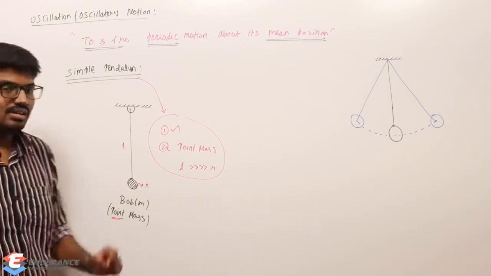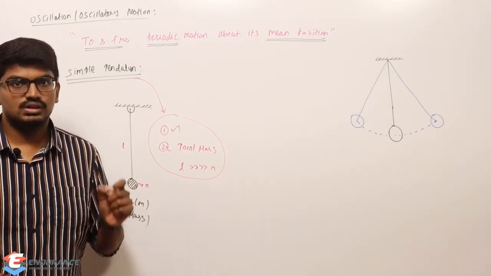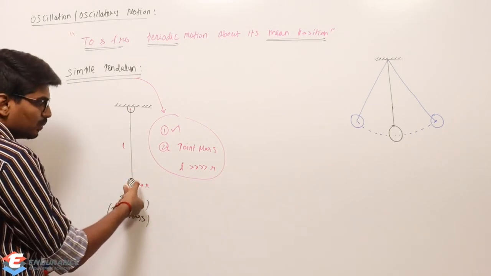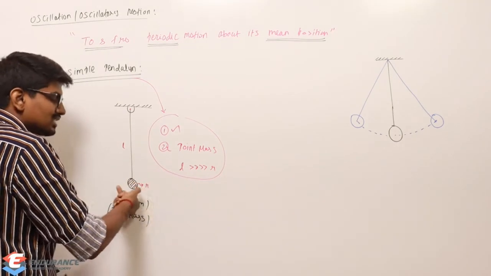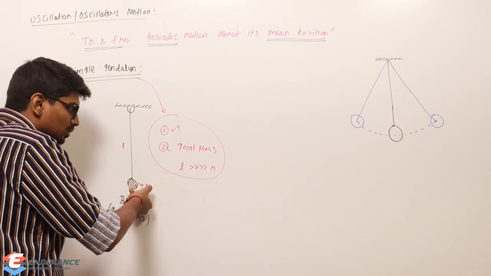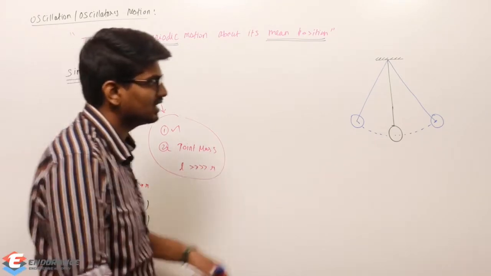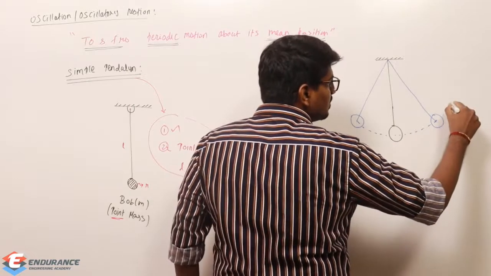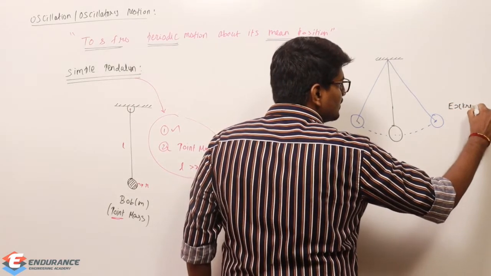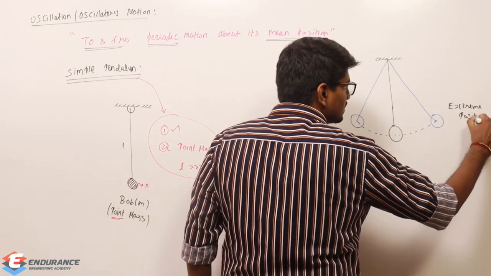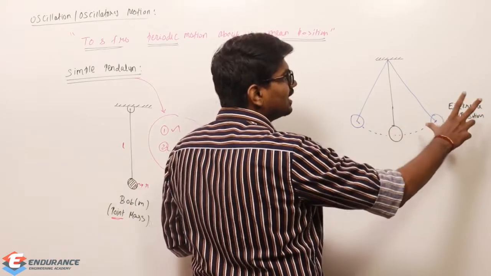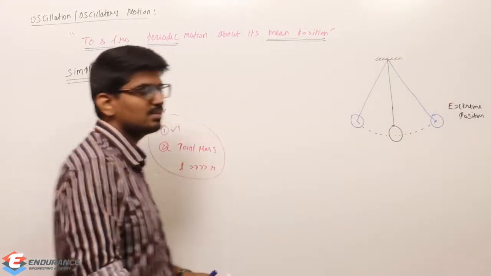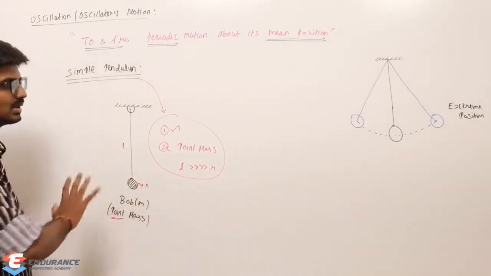This simple pendulum exhibits oscillatory motion or oscillation. What does it mean? Listen. I held this bob and gave it some initial displacement. I held it, lifted it to the extreme position, and then I left it. What's happening? It's coming back. It is reaching its mean position. This is my mean position, when nothing is done.